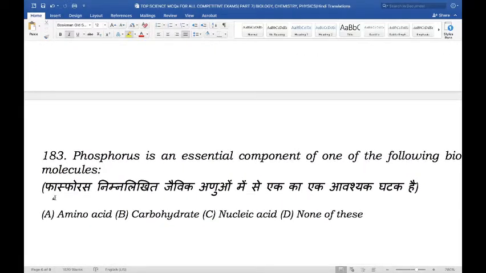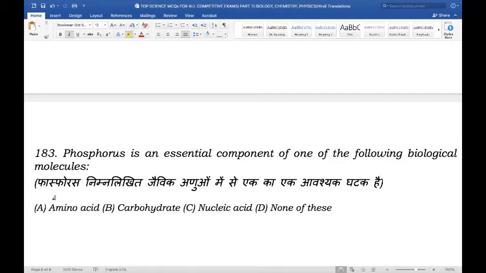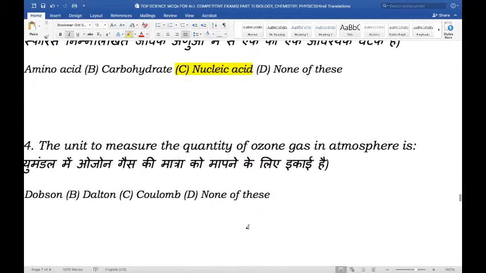Phosphorus is an essential component of which of the following biological molecules? Is it A, amino acid, B, carbohydrate, C, nucleic acid, or D, none of these? So phosphorus is an essential component of C, nucleic acid. Phosphorus is an important structural element in both DNA and RNA because both genetic molecules have a sugar phosphate backbone. Moving on to the next question.